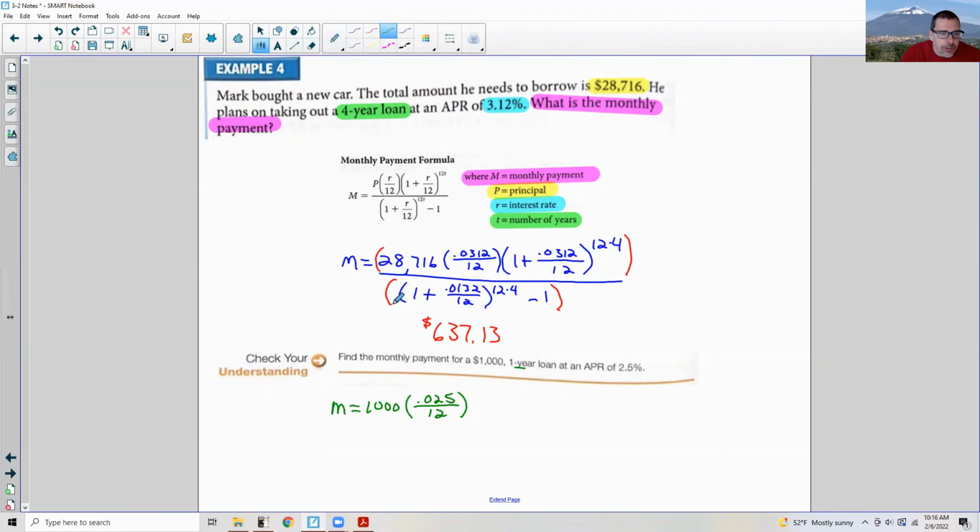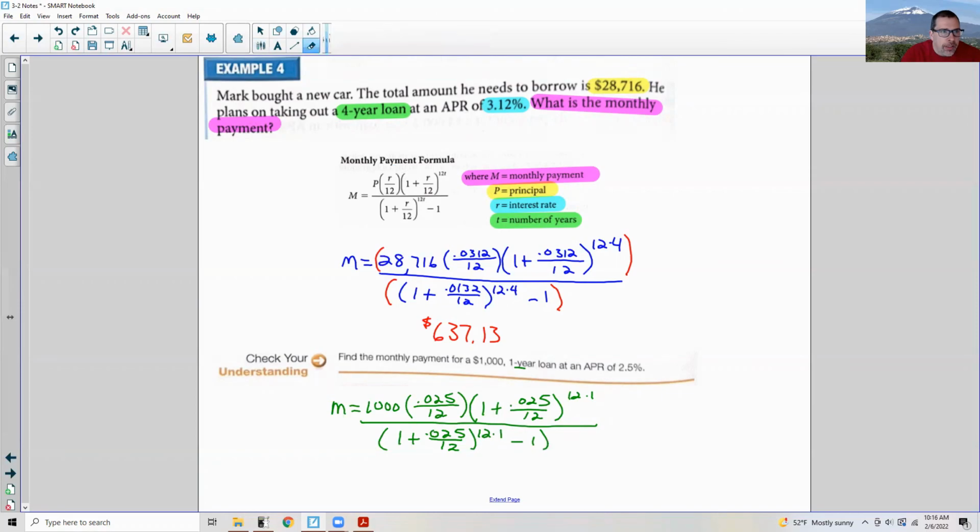Made a mistake. There's not 2 exponents. It's principal, 0.025 times 12, no power here. 1 plus 0.025 divided by 12, all to the power of 12 times number of years, T1. Divide that by parentheses, 1 plus 0.025 divided by 12 to the power of 12 times 1 minus 1.